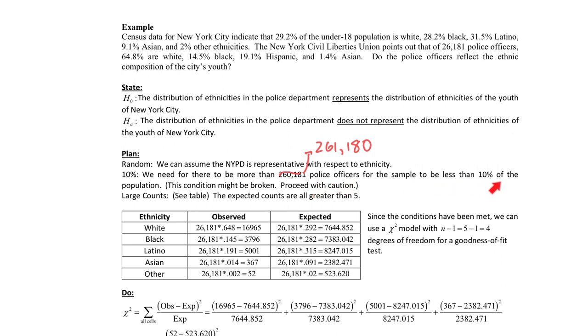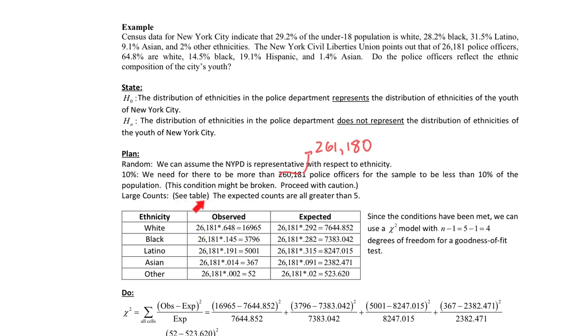And for the sample to be less than 10% of the population. So this condition might be broken. Proceed with caution. So you can see, even in this example, we have some, just a little note there. So this is a good example of when you would put a little note, but you go ahead and proceed. All right, large counts.